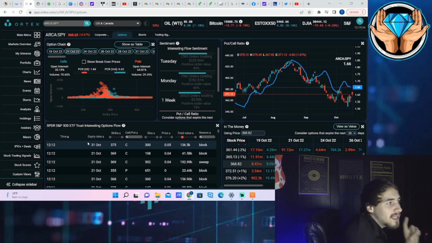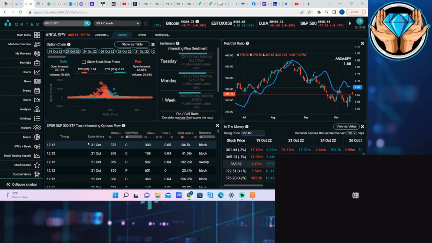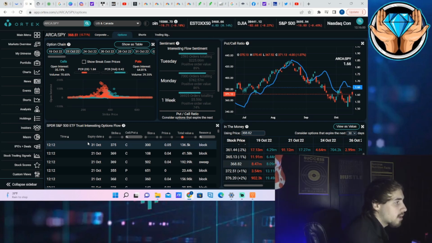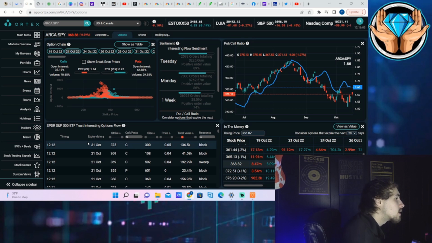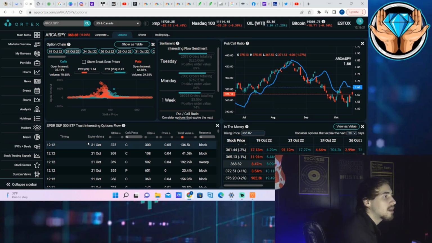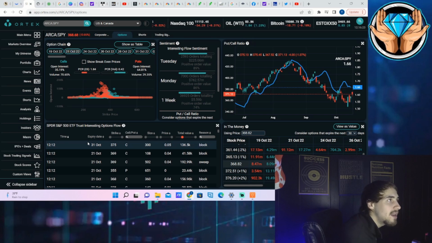Get this, with a positive order value of 89%. That's the highest positive order value that we have seen in a very long time. But if you take a look at the actual positioning of these options, there's been so many puts placed on the option chain, even though we're seeing a positive order value of 86% yesterday, 89% today on hundreds of millions of dollars. It's still a drop in the bucket compared to all the negative positioning that we have seen over the last couple of days and last couple of weeks.